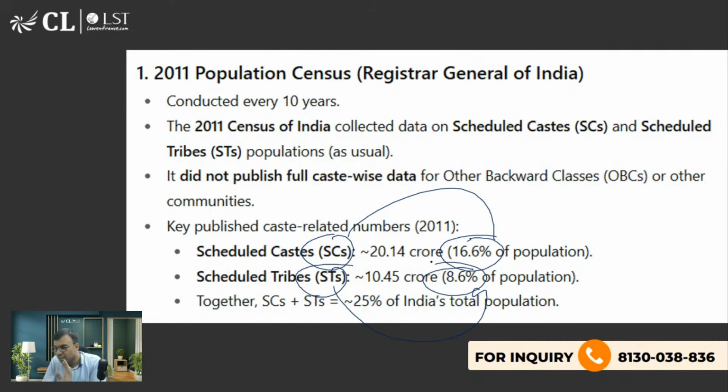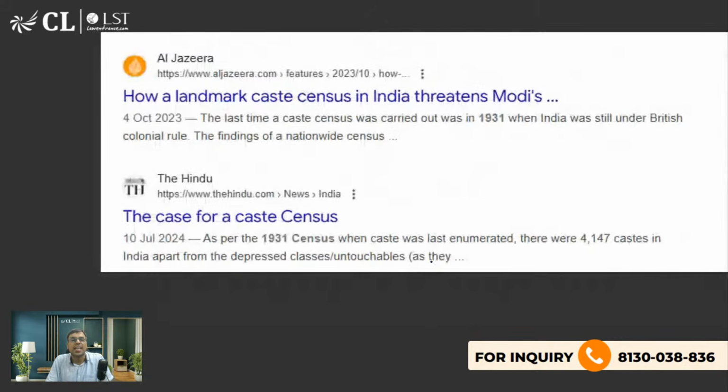That's it only, right? It didn't go beyond this. So that's why technically the last caste census that happened in India is 1931. Okay, this is generally what is considered, and everywhere in newspapers this term is written.